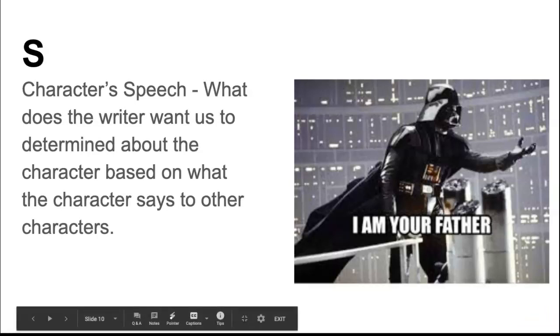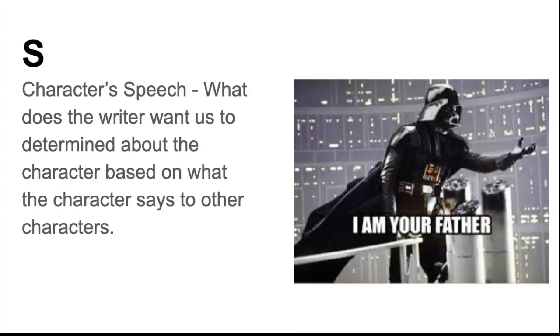But this is one of those moments that's revealing, it's a revelation. And we learn about Luke's internal struggle through the character speech. And then, as I said before, in this case, it is what the character says to another character.